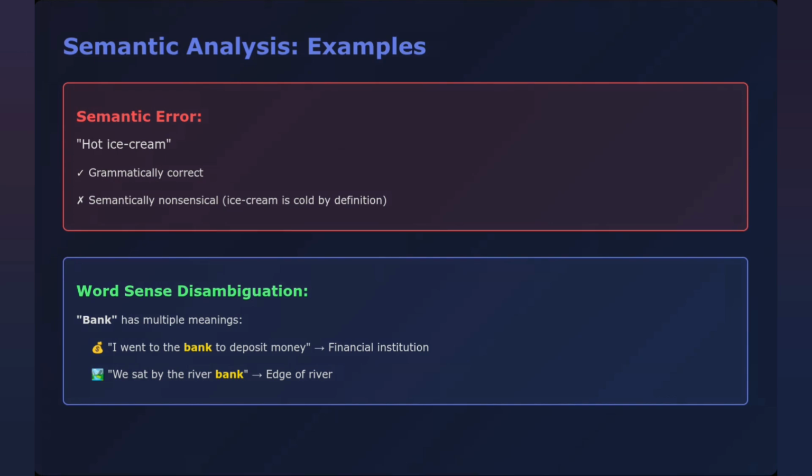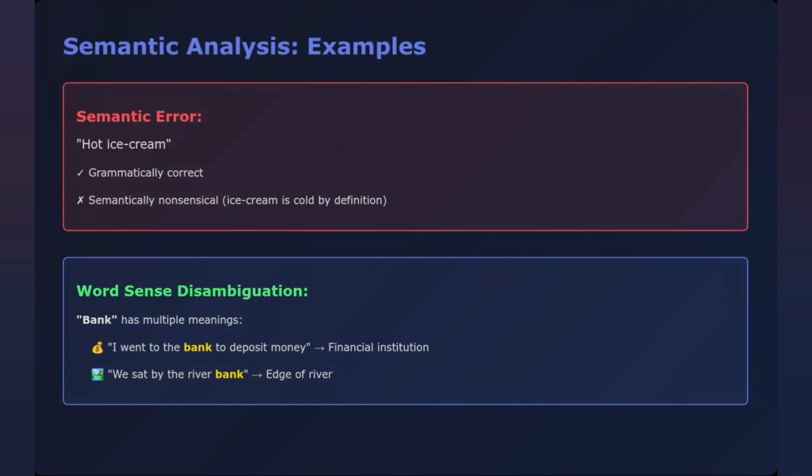Here's another challenge, the word bank. Does it mean a financial institution or the edge of a river? In "I went to the bank to deposit money," clearly financial. In "we sat by the riverbank," clearly geographical. Semantic analysis uses context to disambiguate.